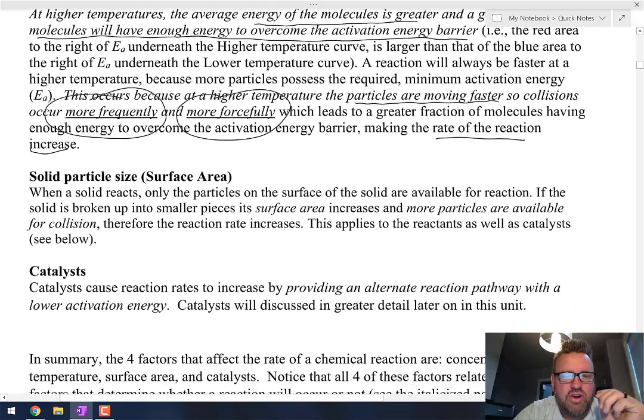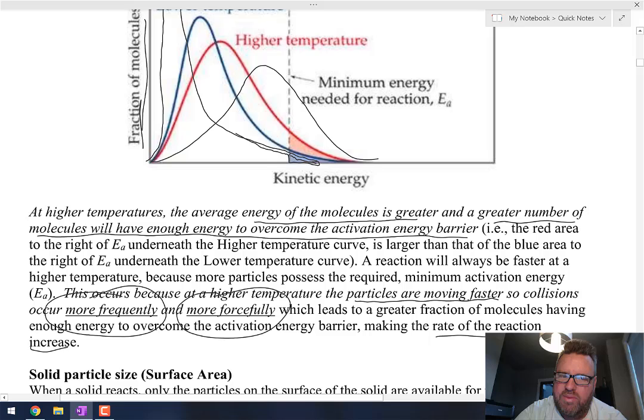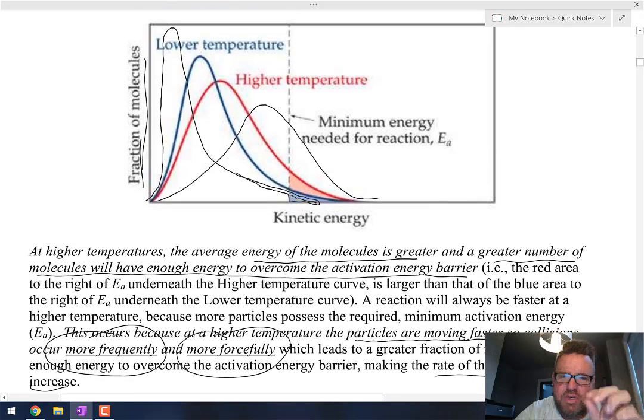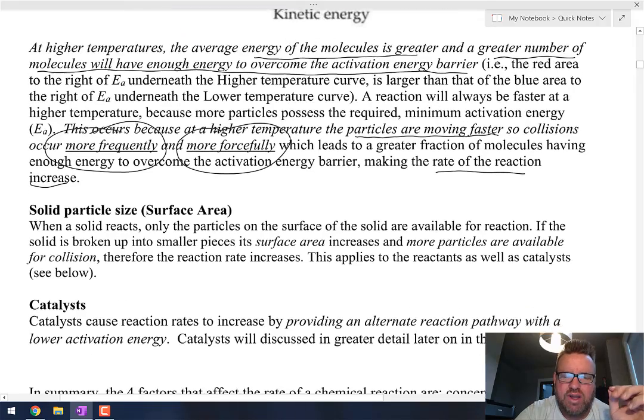Okay, that second one about temperature and being able to interpret a Maxwell-Boltzmann graph, that's the big one right there.